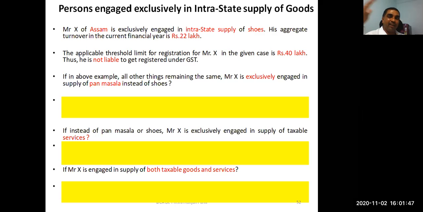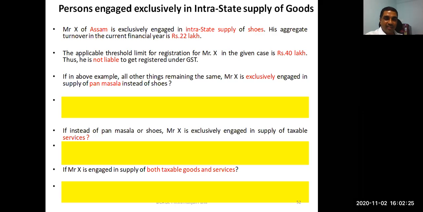You see, the 40 lakh higher limit is only because of that notification. Is it not? The notification that I had showed you. And there are certain exceptions to that notification. In this case, what will be the answer? Whether registration, whether liable to be registered or not. So I think it's not liable for registration.